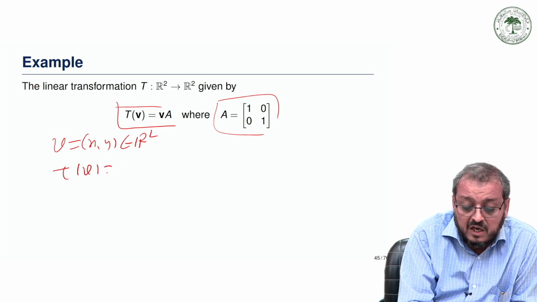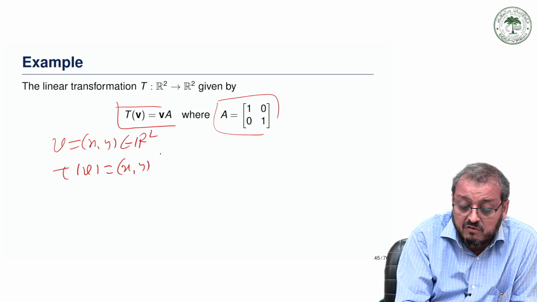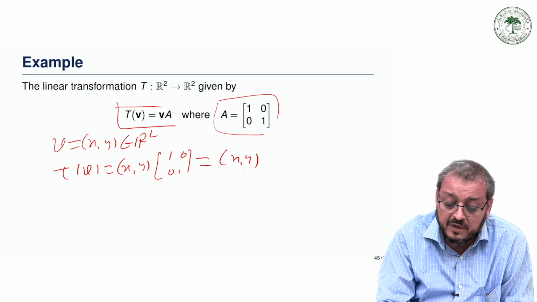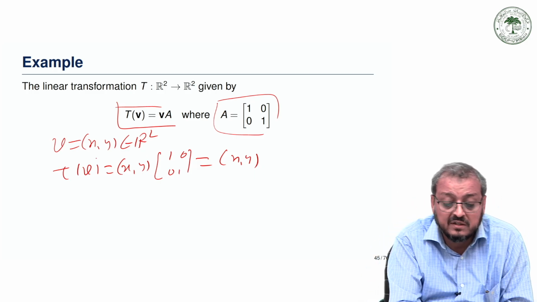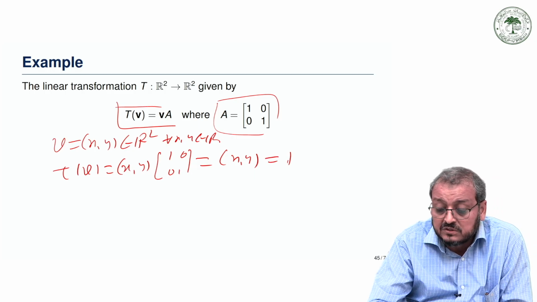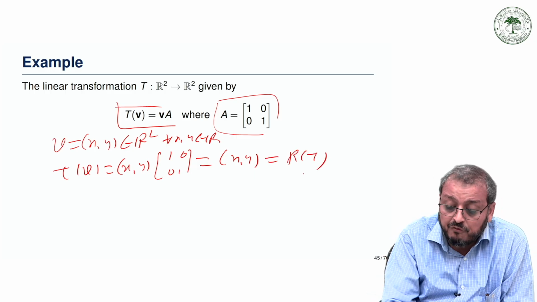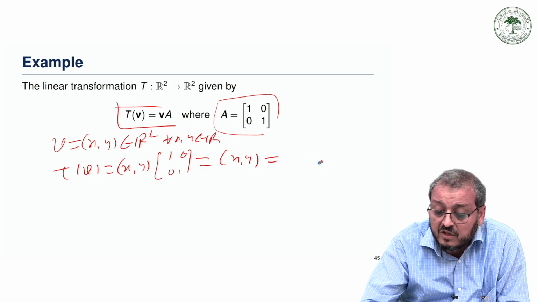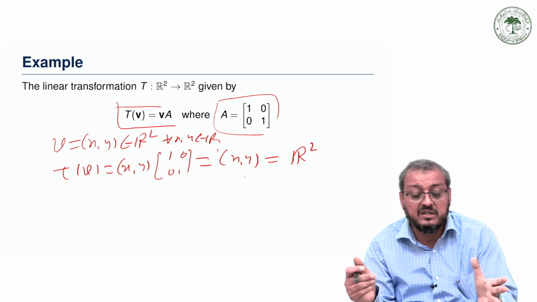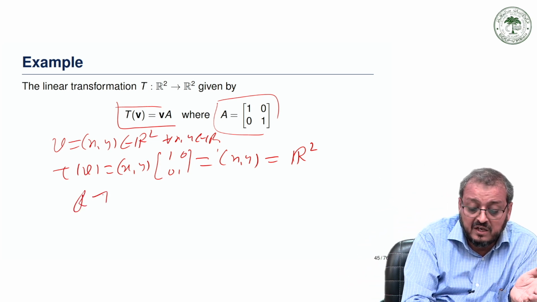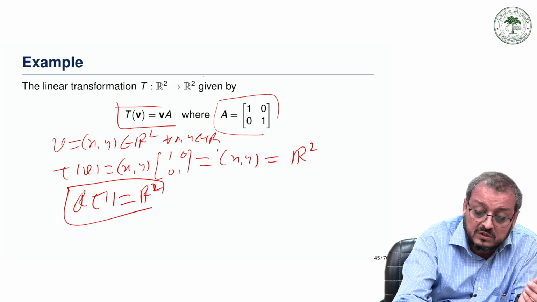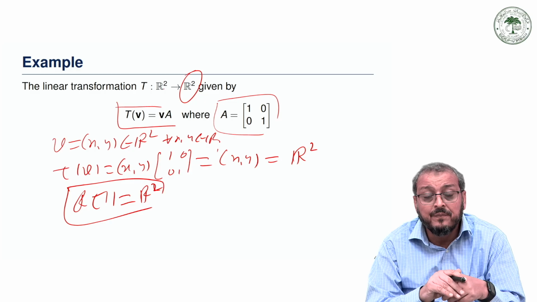So T of V can be written as A times (x, y), where A is the matrix [1 0; 0 1], and this is nothing but (x, y). Because for all x and y in R, this is the same as R2. So T of V is clearly giving completely R2, whatever x and y we have, for every element. So the range of T is equal to R2, the whole space R2.